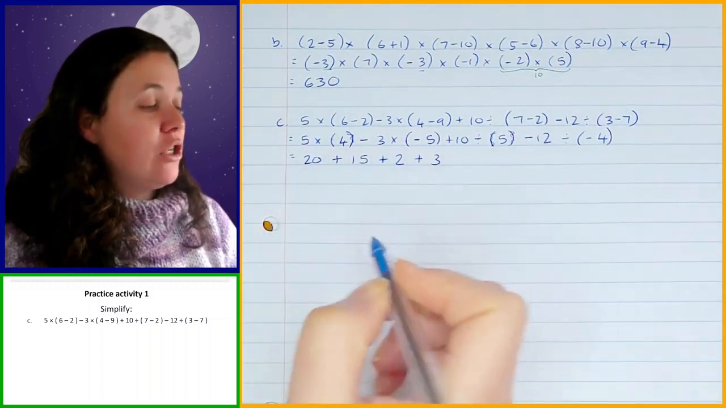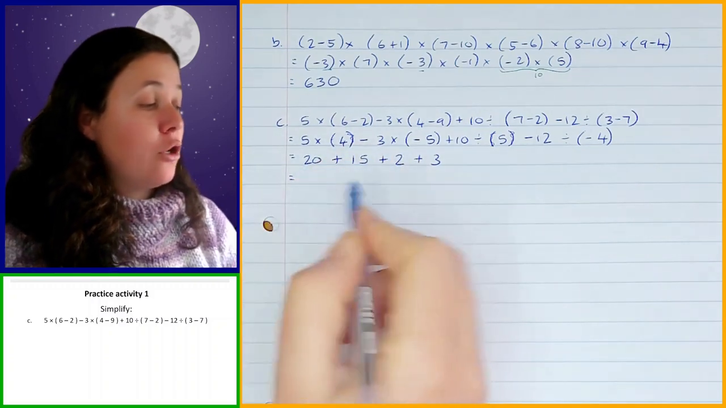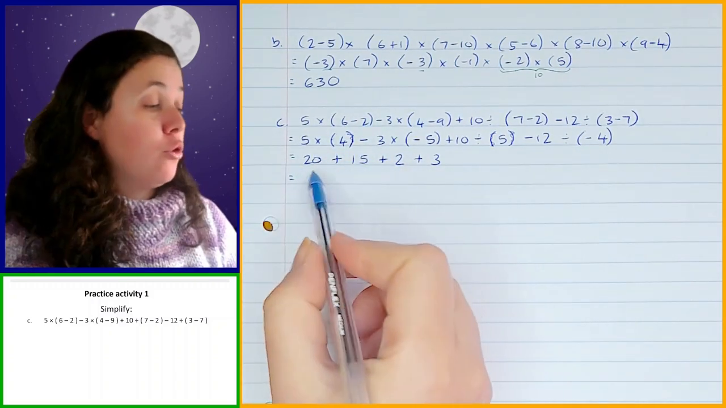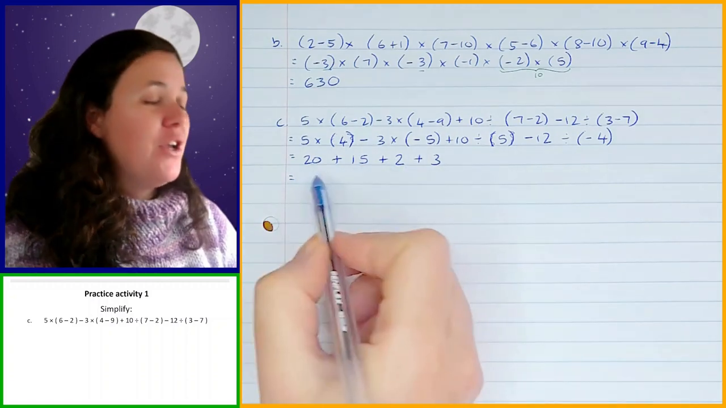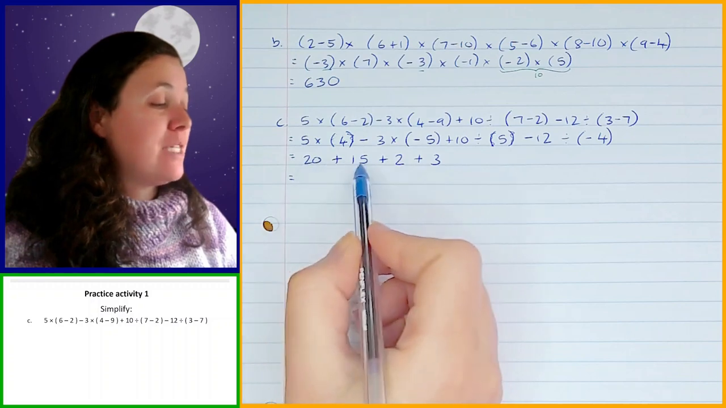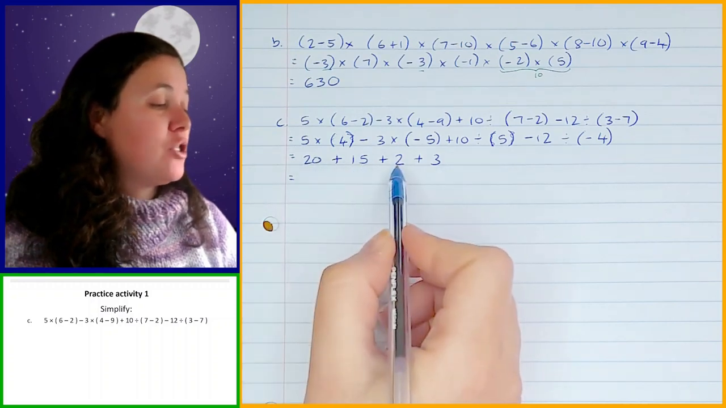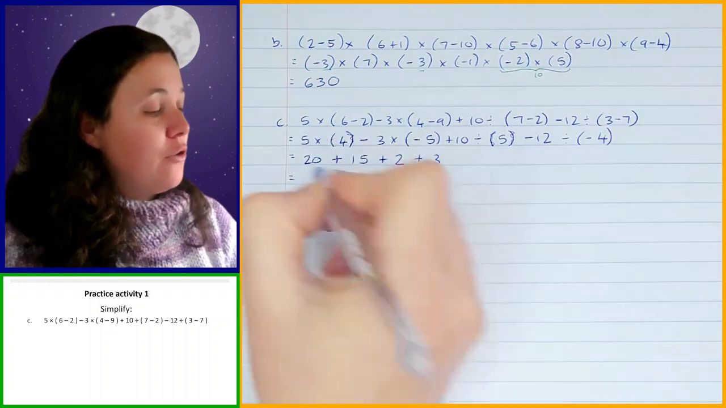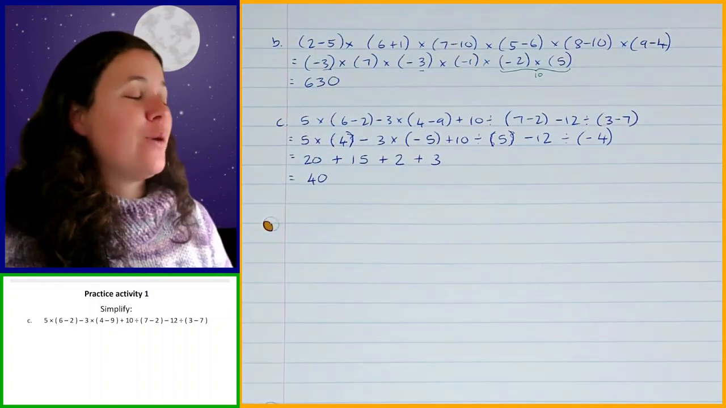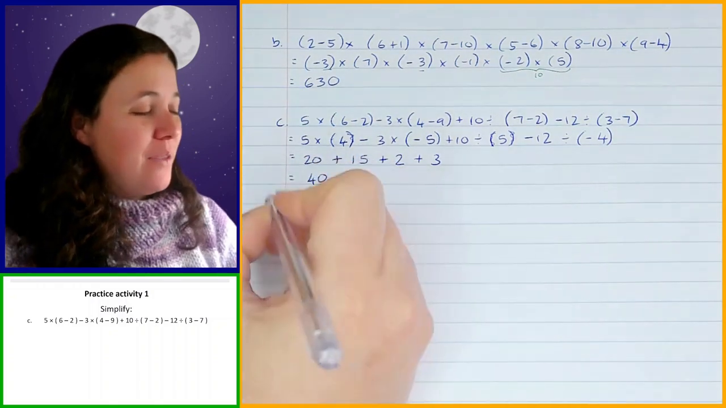Okay, so now we're going to go and simplify. I've got all my positives. Actually, they're all positive, so I can just simplify as normal. So I've got 20 plus 15 is 35, plus 2 plus 3, that should give me 40. So your final answer for question C is 40. Question D.